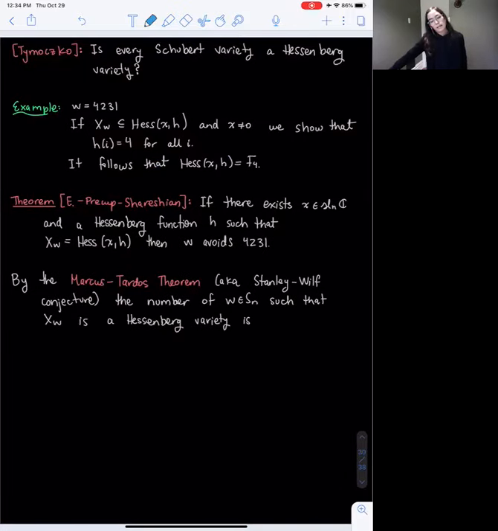An immediate consequence of our result is the following. We apply the Marcus-Tardos theorem, also known as the Stanley-Wilf conjecture. Since we need to avoid this permutation, the number of Schubert varieties that are Hessenberg varieties has to be bounded above by an exponential function.